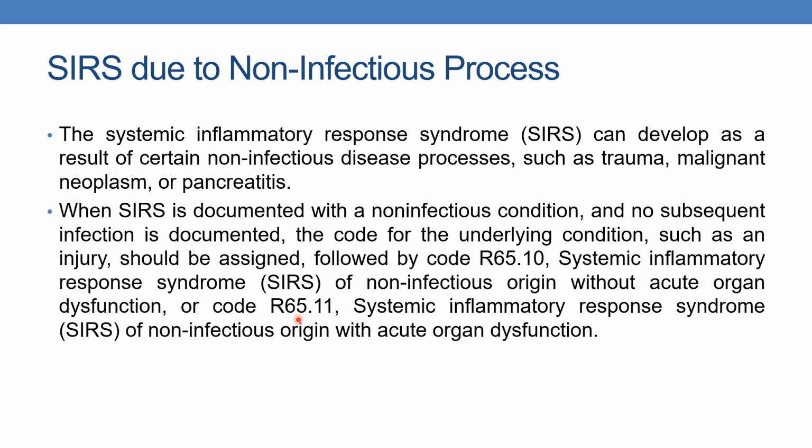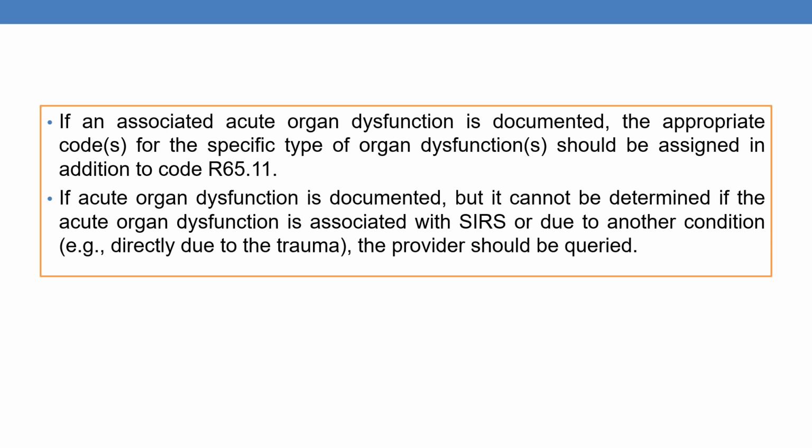Additionally, when you report R65.11, you need to code additional acute organ failure codes also. If any associated acute organ dysfunction is documented, the appropriate codes for the specific type of organ dysfunction should also be reported in addition to R65.11. And if acute organ dysfunction is documented but it is not determined whether it is associated with SIRS or due to another condition, such as directly due to trauma, then you need to query the provider.